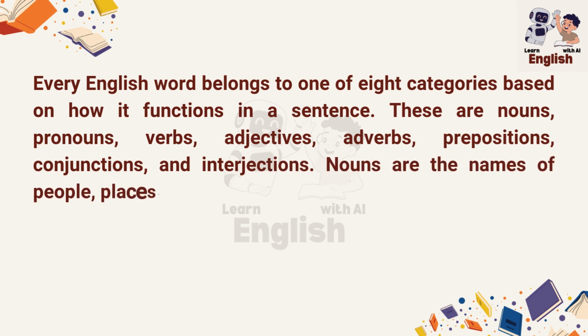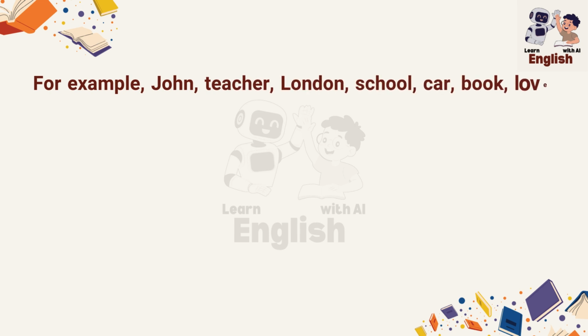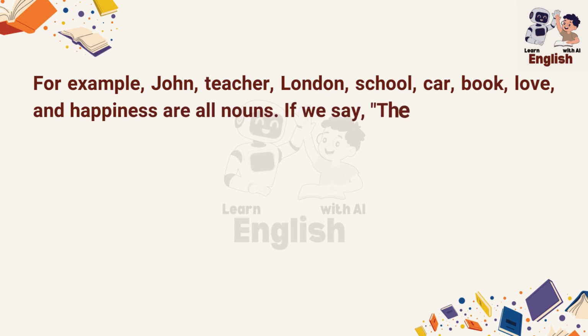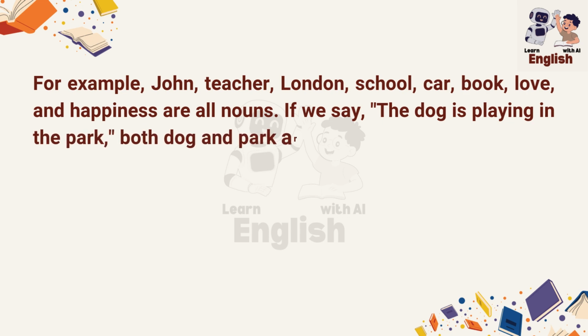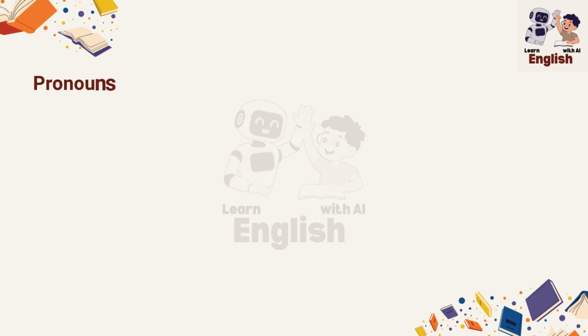Nouns are the names of people, places, things, or even abstract ideas. For example, John, teacher, London, school, car, book, love, and happiness are all nouns. If we say "the dog is playing in the park," both "dog" and "park" are nouns because they name a thing and a place.